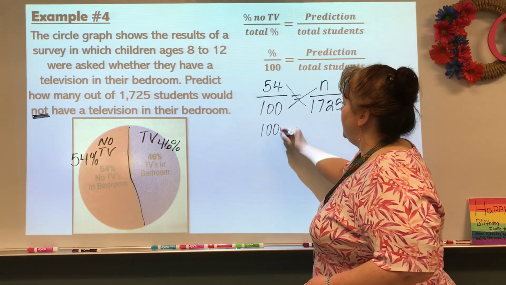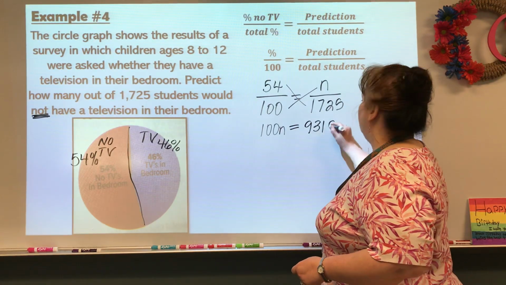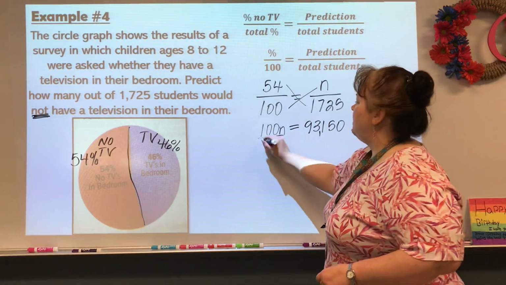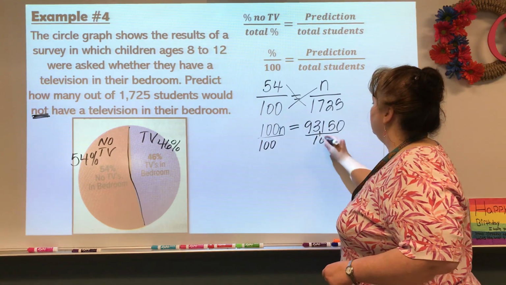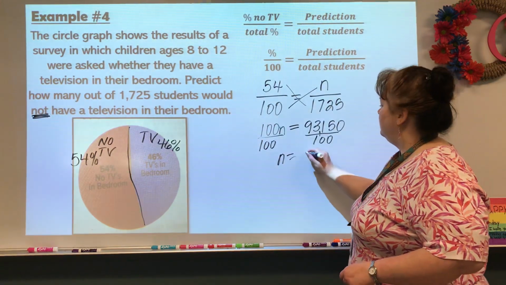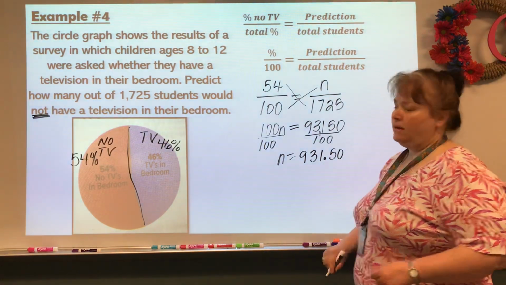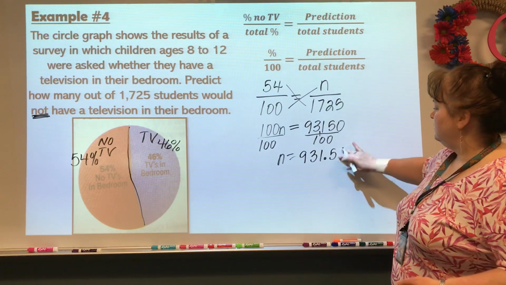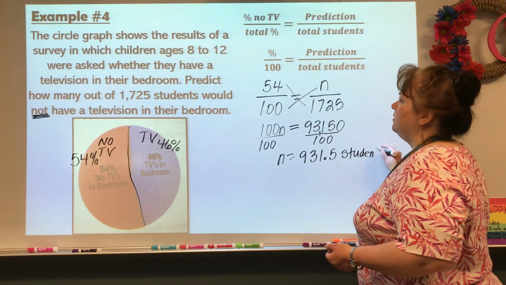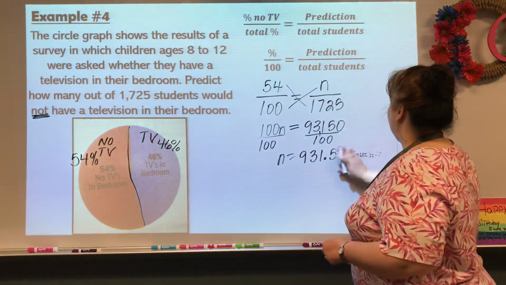So we get 100n equals 93,150. Then we're going to divide both sides by 100. So 93,150 divided by 100 is 931.5. You can leave that 0 off if you want. And we're talking about students or children. That's probably a typo on mine. It probably should have been children there, but you get the idea. Children. We'll make that children.